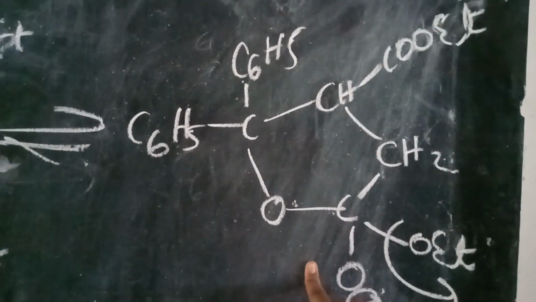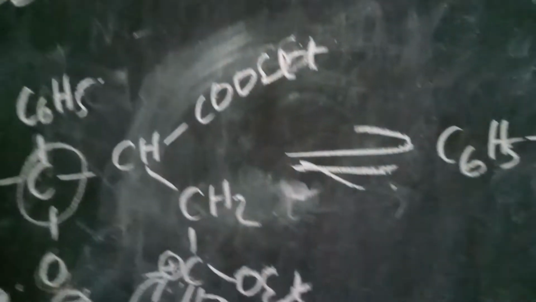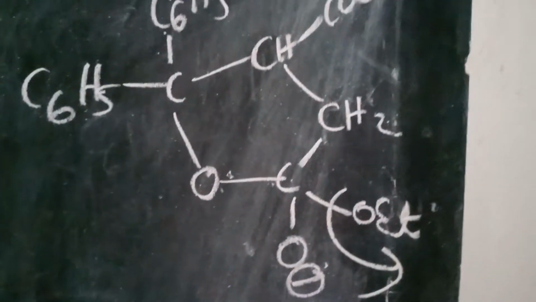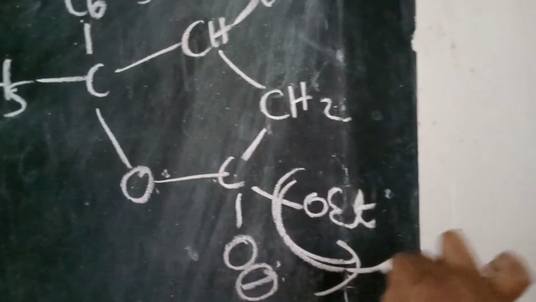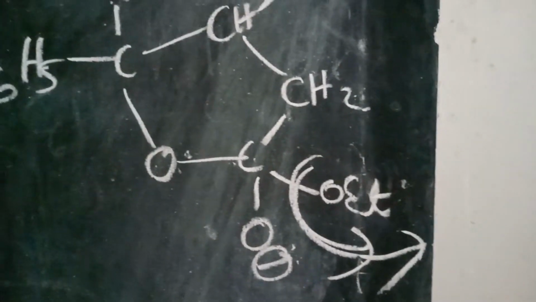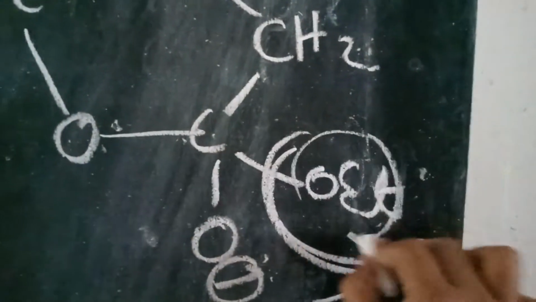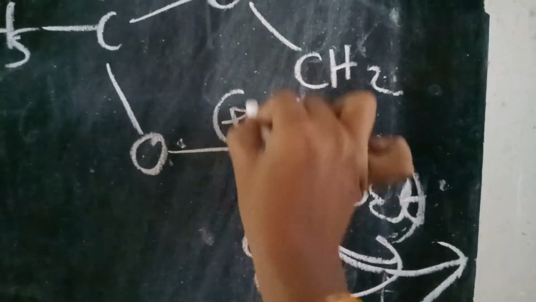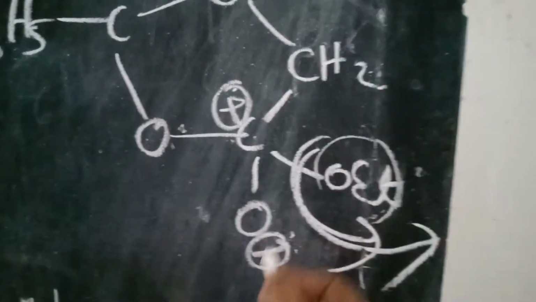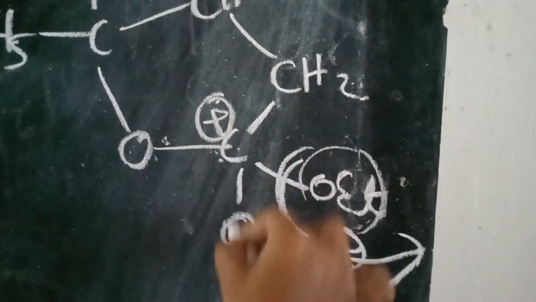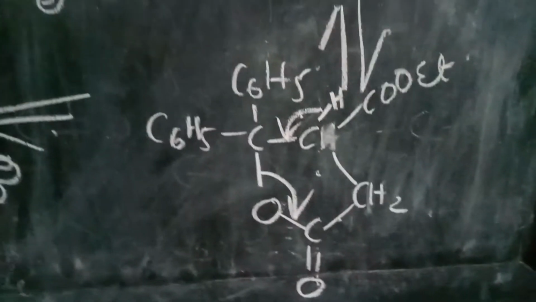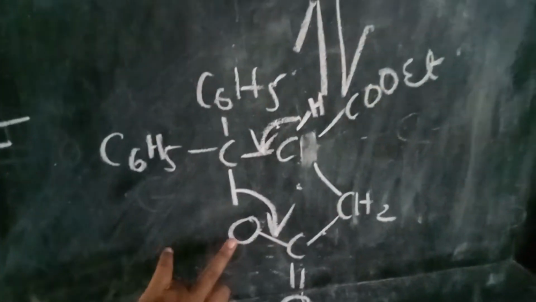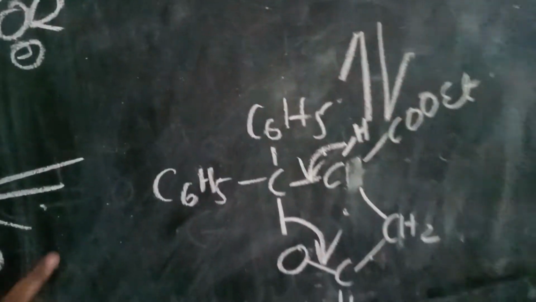This is the intermediate product. All the structure will be the same, just the bonding between oxygen and carbon is formed. In the next step, elimination of the ethoxide group: ethoxide, C2H5O minus, is eliminated and this carbon gets a positive charge. This positive charge and this negative charge form a double bond like this. This is the structure.